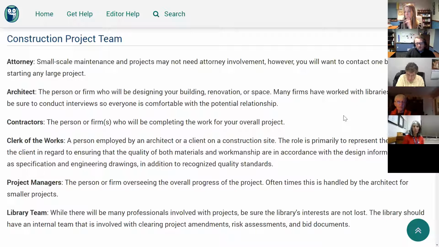Clerk of the works. So this is a person who is typically either employed by the architect, which happens a lot, or maybe the library has an independent clerk of the works, or they may have somebody who has architect experience or construction experience who acts as the clerk of the works. And this one is mainly an individual who represents the interests of the client, in this case, the library, making sure that the quality, workmanship, everything is in accordance with the design, the information, the specifications, engineering drawings, all that stuff.